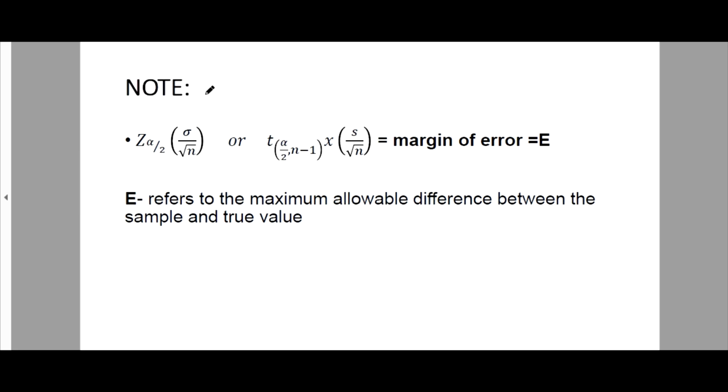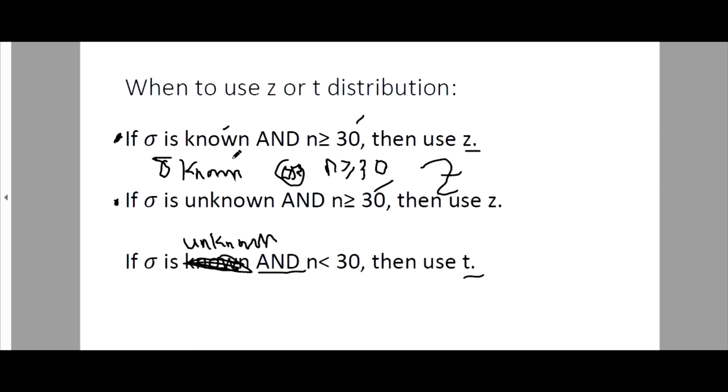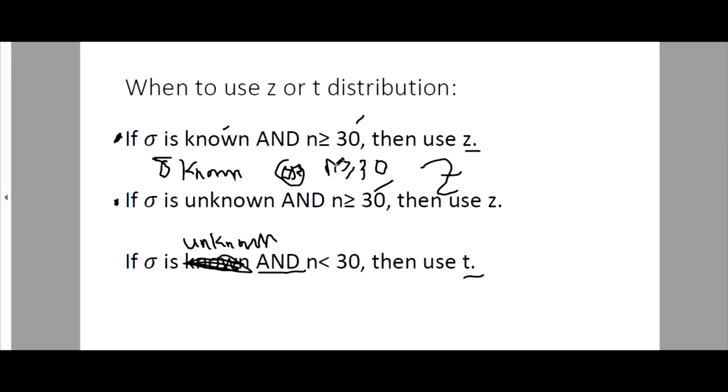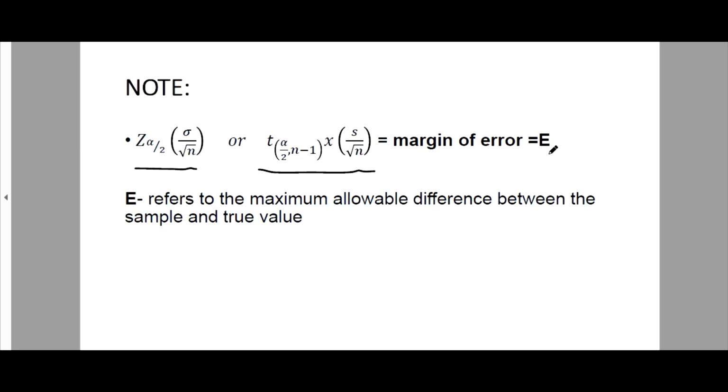Before that, we have this note. This one, which is this and this, is called the margin of error, and our notation for this is E. It refers to the maximum allowable difference between the sample and the true value. So take note of the words maximum allowable difference between our sample value and the true value of the population.